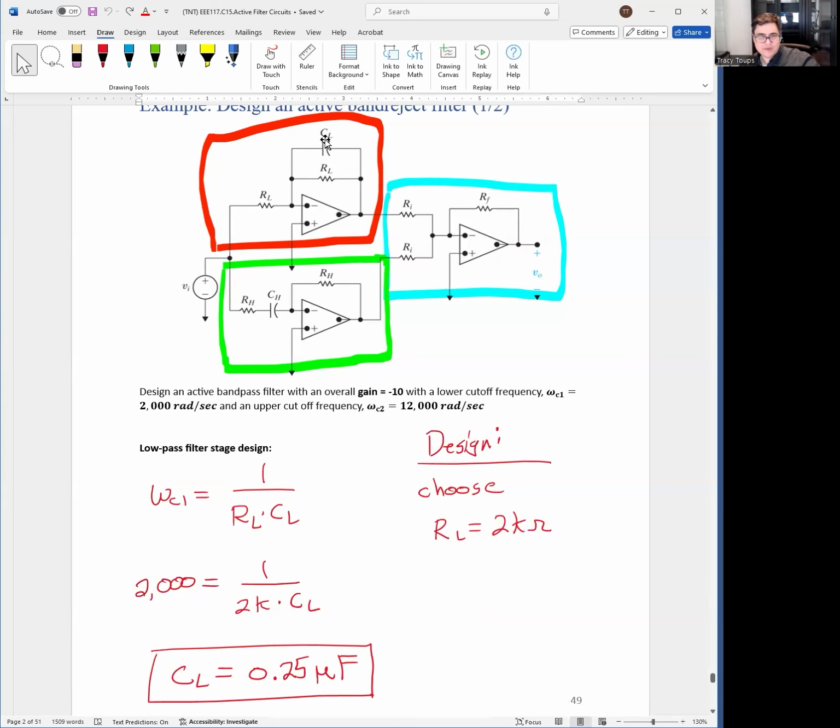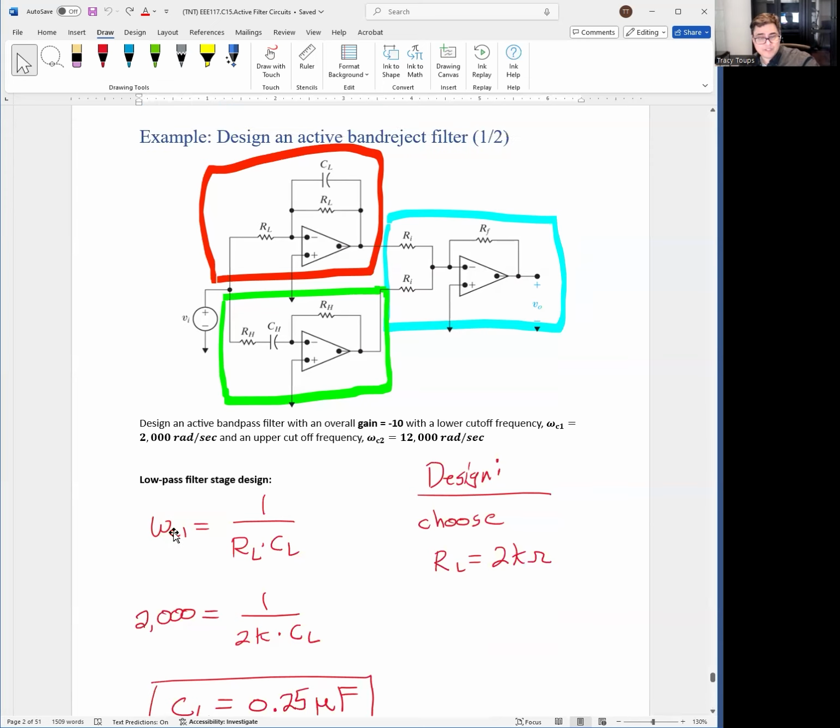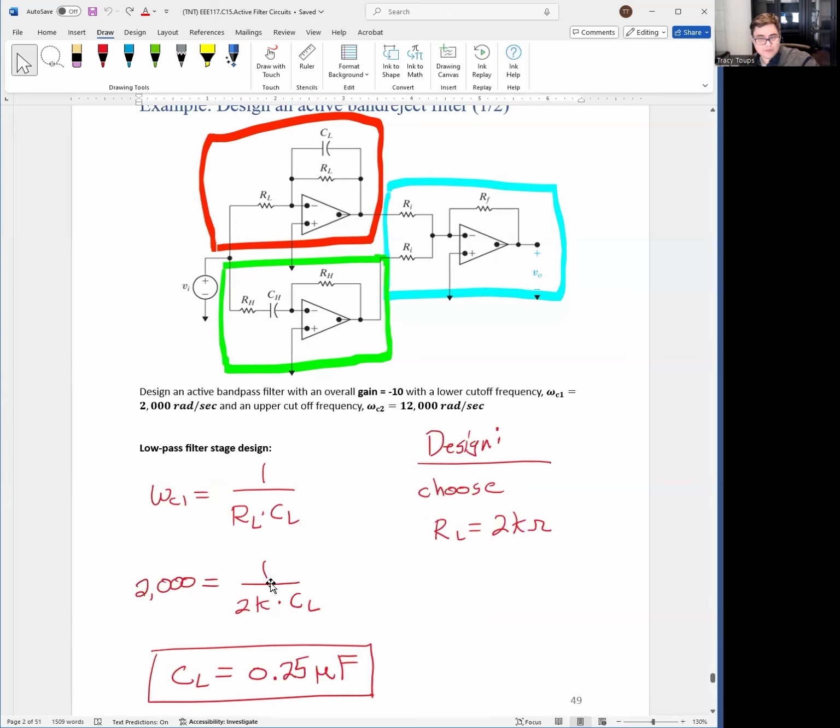Lower cutoff frequency. So the low-pass filter, again, is in charge of the lower cutoff frequency for this particular filter. Omega C1, which is equal to 2,000, is equal to 1 over RL CL. Again, we have freedom to choose wherever we want. I'm going to choose RL to be equal to 2 kilo ohms this time. So 1 over 2K times CL, just some algebra. The capacitor for the low-pass filter is equal to 0.25 microfarad. So you could just go find one of those in the bin. Okay, so we could check off our low-pass stage.